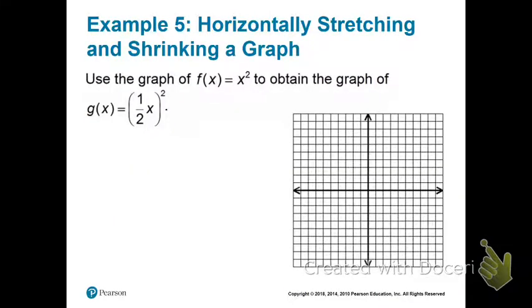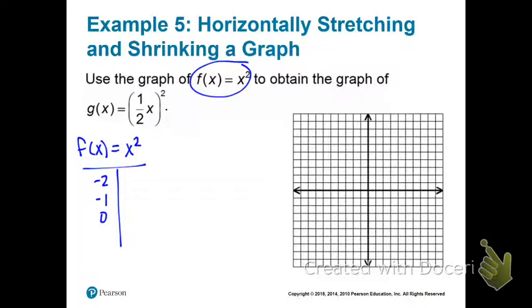All right, example 5 says to use the graph of f of x equals x squared to obtain the graph of g of x equals 1/2 x quantity squared. All right, so there's my parent function. And so we have our parent table that we talked about. And so we're going to pick our normal x's, -2 to +2. And then we just went through and we squared each one of them. And we came up with that table.